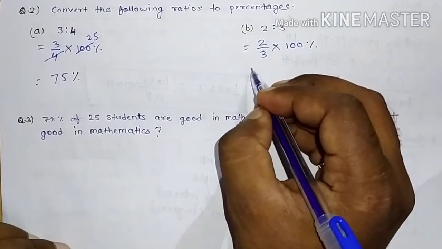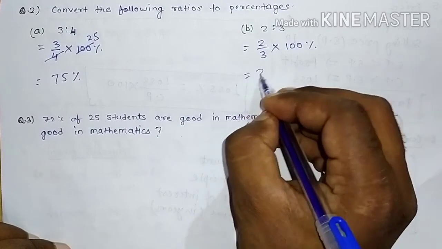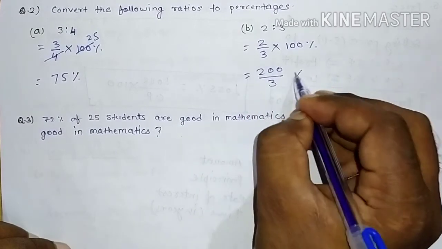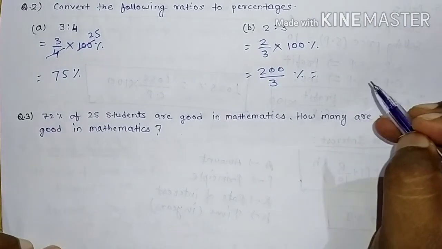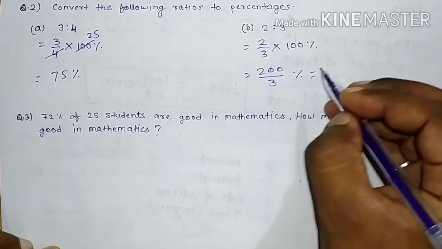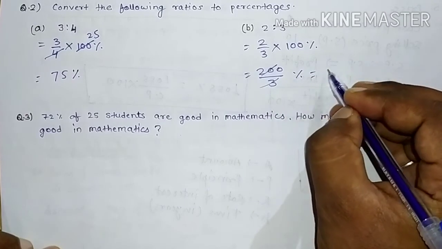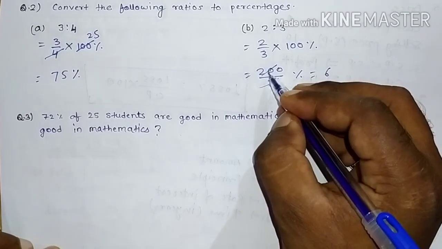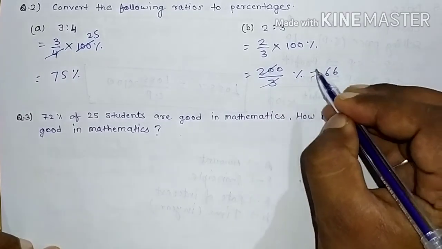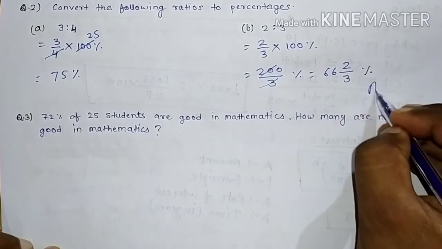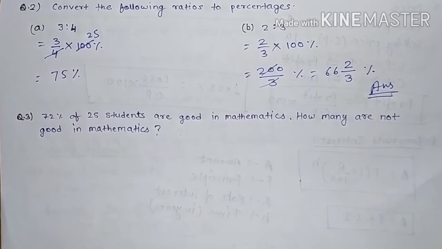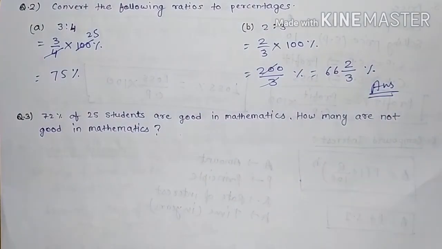Now just simplify this. This is 200 divided by 3%, and we can write, just divide it, 3 6 is 18, carry 2, 20, 3 6 is 18, carry 2, so 2 by 3, and this is the answer. Now this is a very simple method.